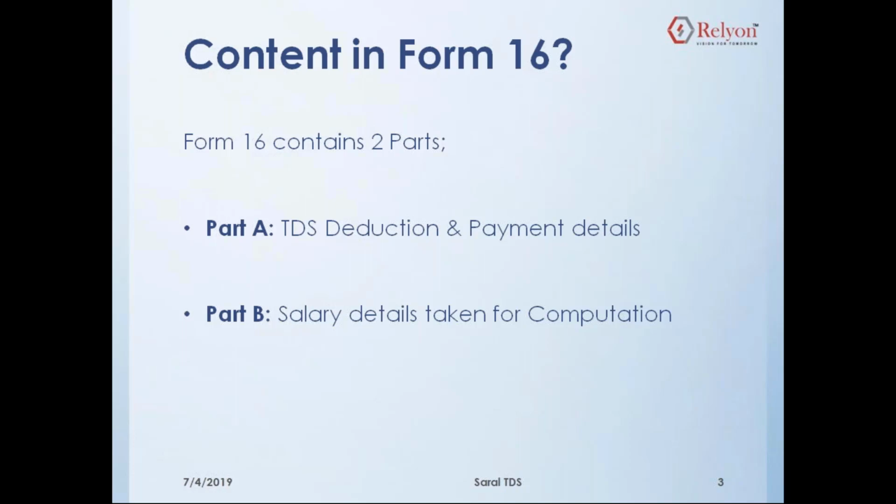Then when we talk about salary, there's Part B as well. When Part A has the TDS deduction and payment details, Part B lists my salary information. What salary details are taken for tax computation? Basically, all the entries done in the particular financial year. Under tax computation, we enter our salary details. After salary details, we enter income from other sources. Apart from salary, there is house property, income from other sources, capital gain, business income, and so on. So in Part B, these are the information which I'm declaring, and they are entered for my tax computation.